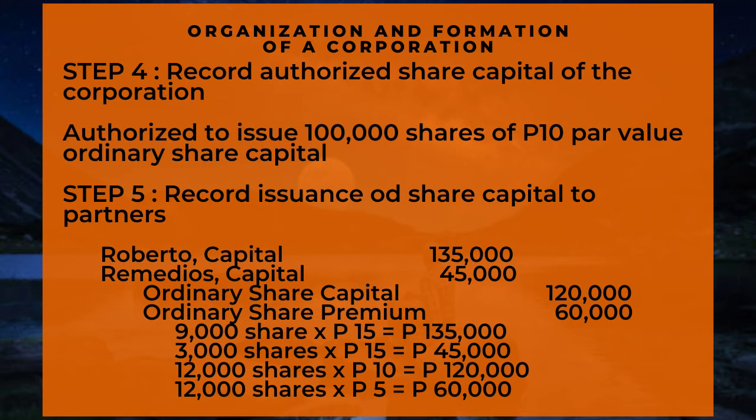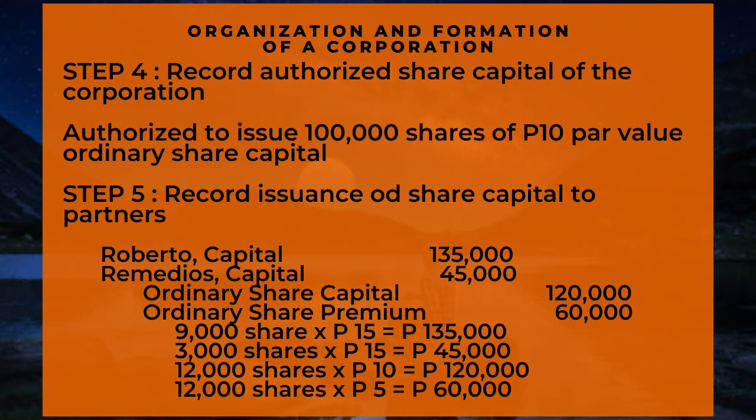Step 5. Record share capital to partners. Debit Roberto Capital 135,000 pesos. Debit Remedios Capital for 45,000 pesos. Credit ordinary share capital for 120,000 pesos. Credit ordinary share premium for 60,000 pesos.